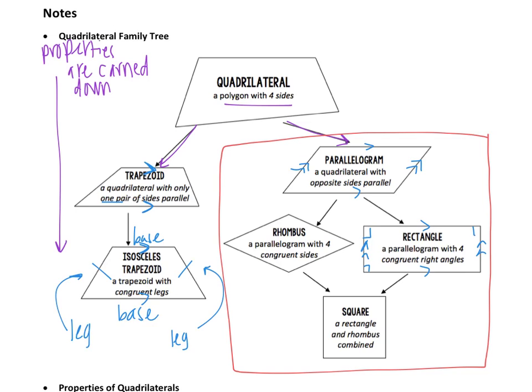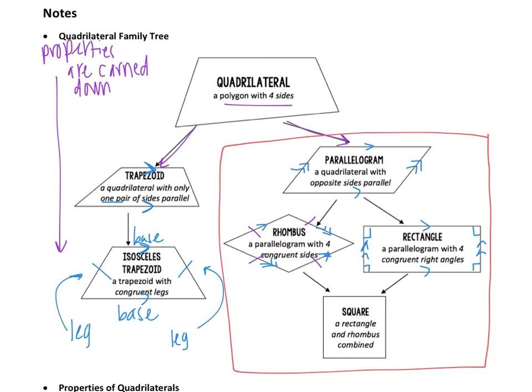So we're going to put those little right angle boxes in there. I'm going to go back up and then down the left side towards a rhombus. It's a parallelogram, meaning that there are still parallel sides. Make sure your arrows are facing in the same direction as one another for those opposite sides. But it also has four congruent sides. It's like a tilty square.